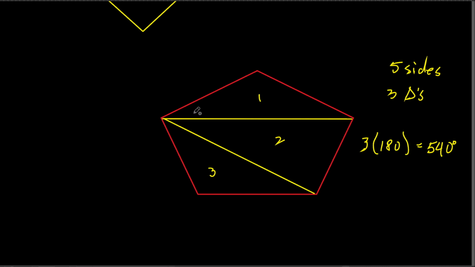So the sum of all these angles. If I add up this angle plus this one, plus this one, plus this one, plus this one, they're always going to add up to 540. It doesn't matter the shape of the pentagon. As long as you have 5 sides, it could be real weird looking. As long as I've got 5 sides and it's a polygon, the interior angles are always going to add up to 540 degrees. We good with that? Okay.